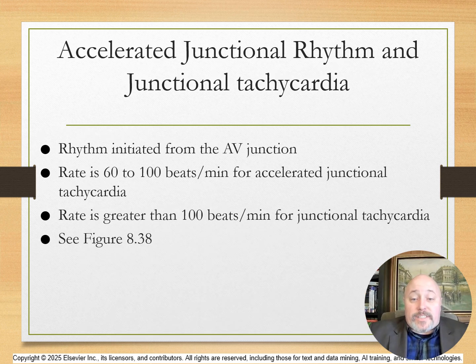In the case of accelerated junctional rhythm and junctional tachycardia, it will again have all the hallmarks of a junctional rhythm in those P wave changes, whether they're absent or inverted. An accelerated junctional rhythm has a rate between 60 and 100 beats per minute, while the rate for junctional tachycardia is greater than 100 beats per minute.